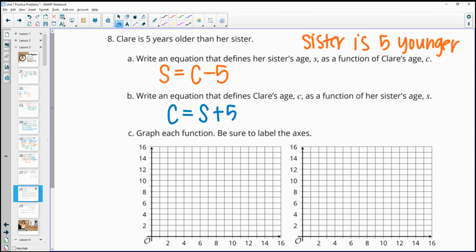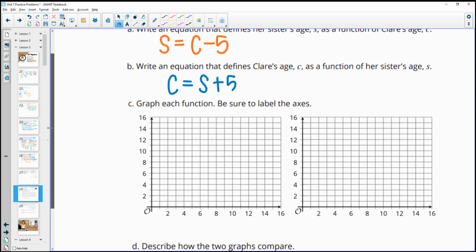So now it says graph each function and be sure to label the axes. So in this one over here, I'm going to do Claire versus her sister. So we want the input value to be the horizontal axis. So we're going to put her sister's age here. And then we're going to put Claire along the vertical axis. I'm going to write it here. And then I'm going to spin it over there.